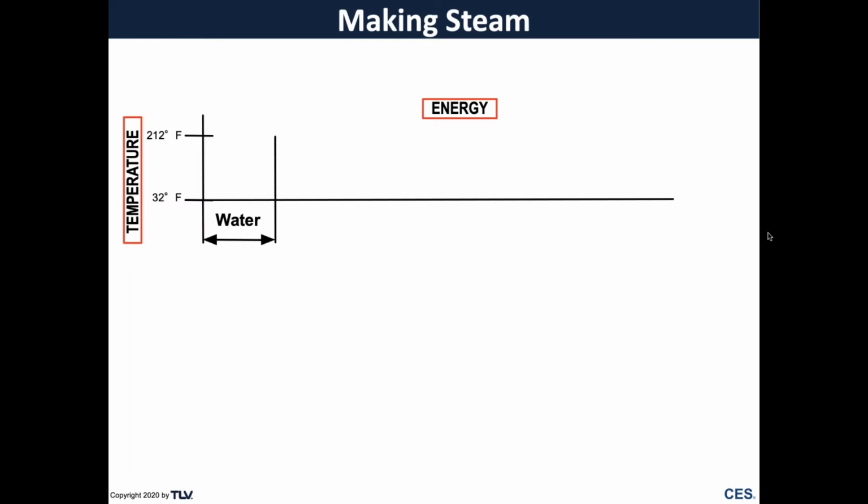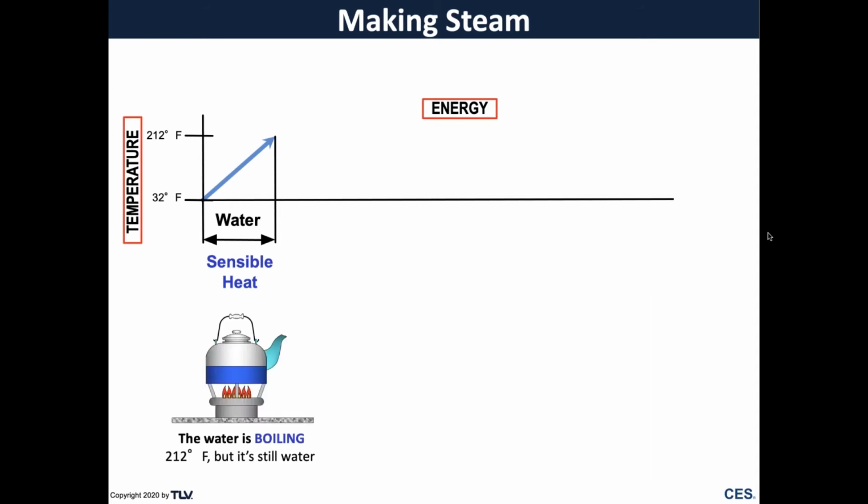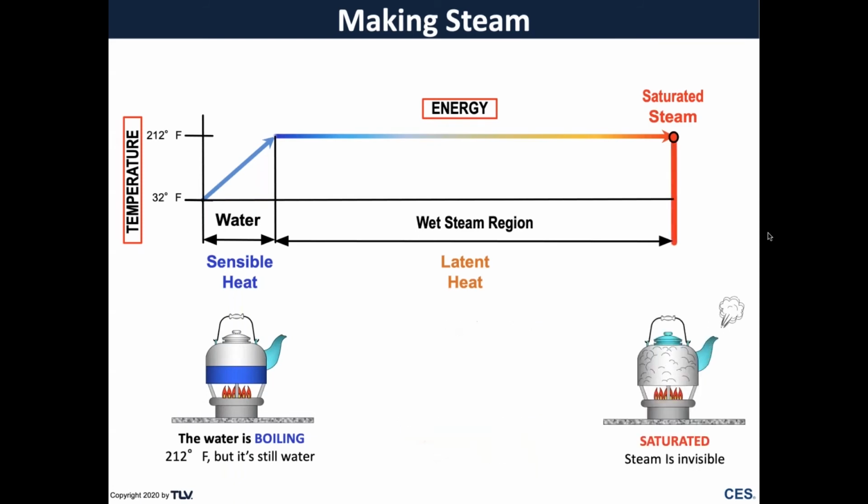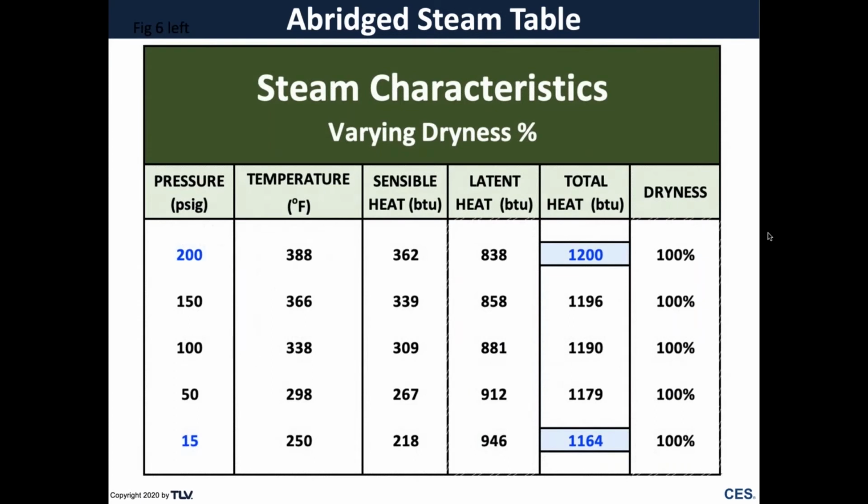Let's take a look at making steam again. Why am I focusing on that? Because people know that you put sensible heat to boil it, and they say, yes, we understand that, Jim. Now the water's boiling, and we're going to put some latent heat in there, and we're forming steam, but it's wet. And then eventually we're going to get the saturated steam, and that's what we use in our plant, saturated steam. Well, here's the news flash. No, you don't. Let's take a look at varying dryness.